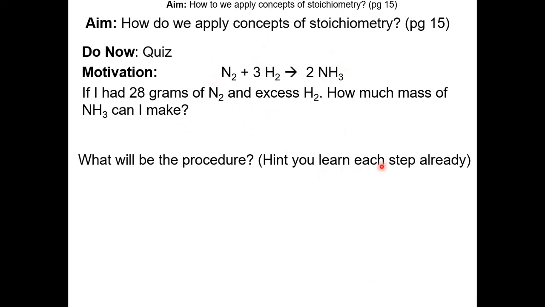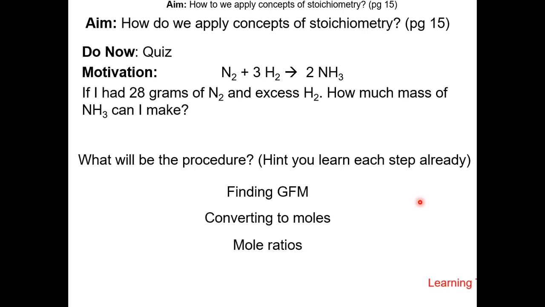At this point, you learn every step in the procedure already. You just have to put them in order. These are the steps: finding the GFM of a substance, converting units to moles, and mole ratios. So by looking at this question, which one will we do first?